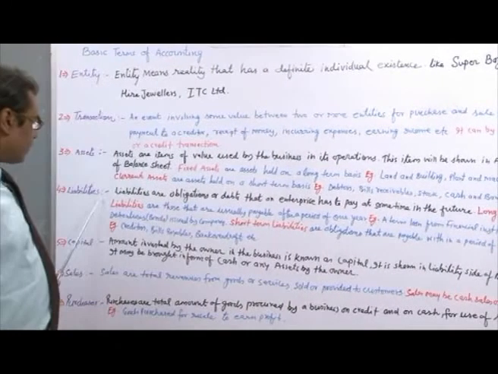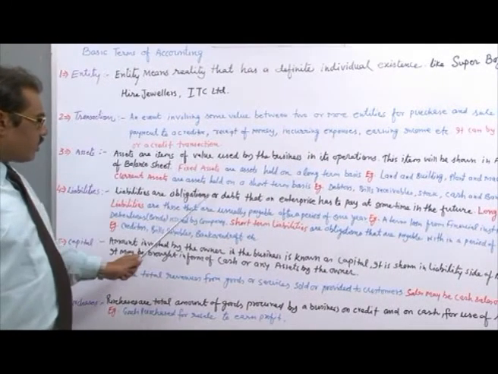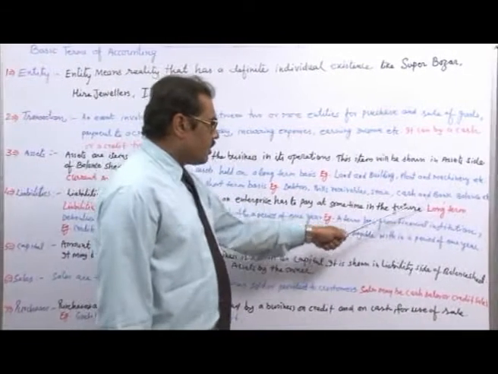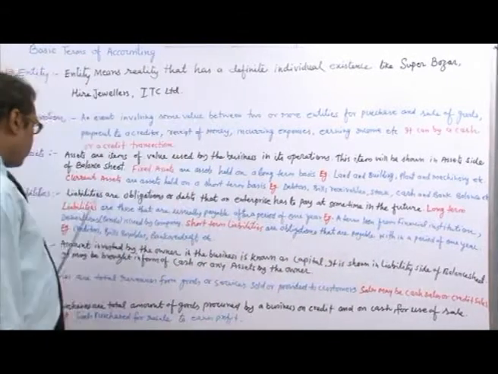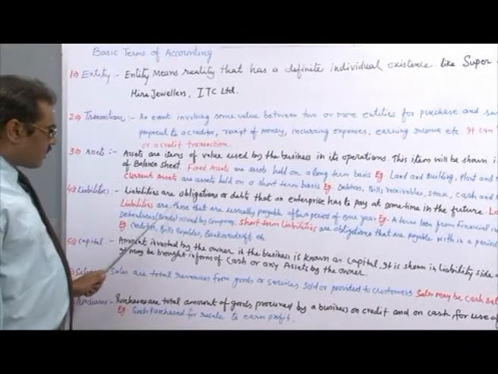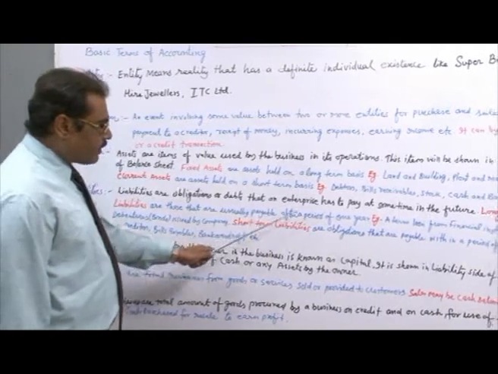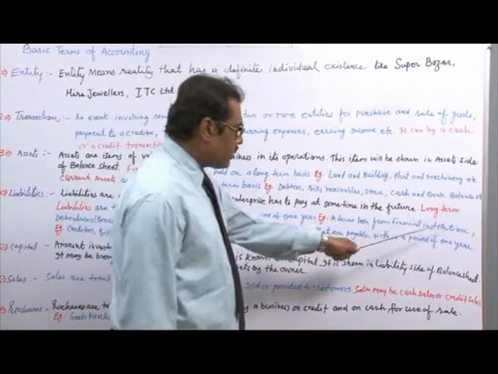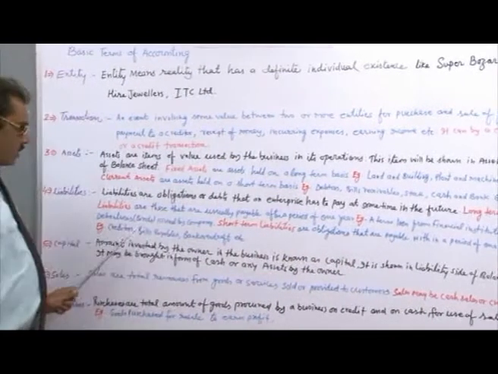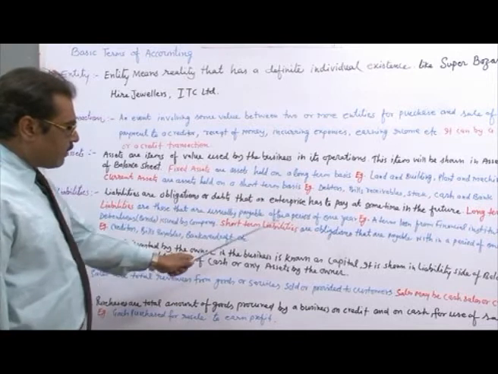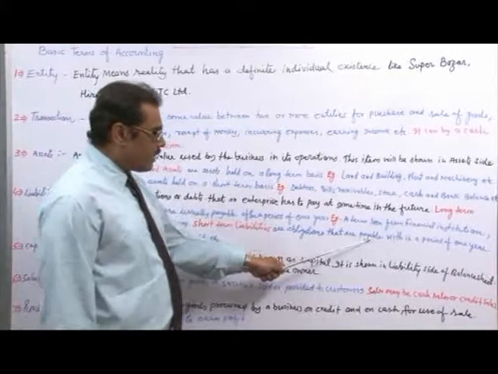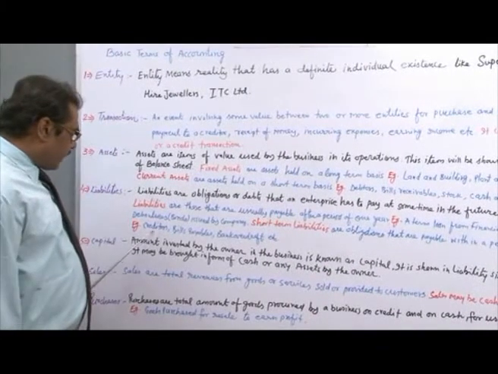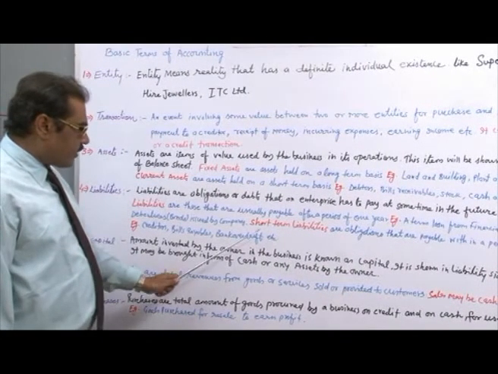Now next is liabilities. Liabilities are obligations or debts that an enterprise has to pay at some time in the future, which are divided into long term and short term. Long term liabilities are those that are usually payable after a period of 1 year, that is a term loan from financial institutions, debentures, bonds issued by the company. Short term liabilities are obligations that are payable within a period of 1 year, that are creditors, bills payables, bank overdraft, etc.